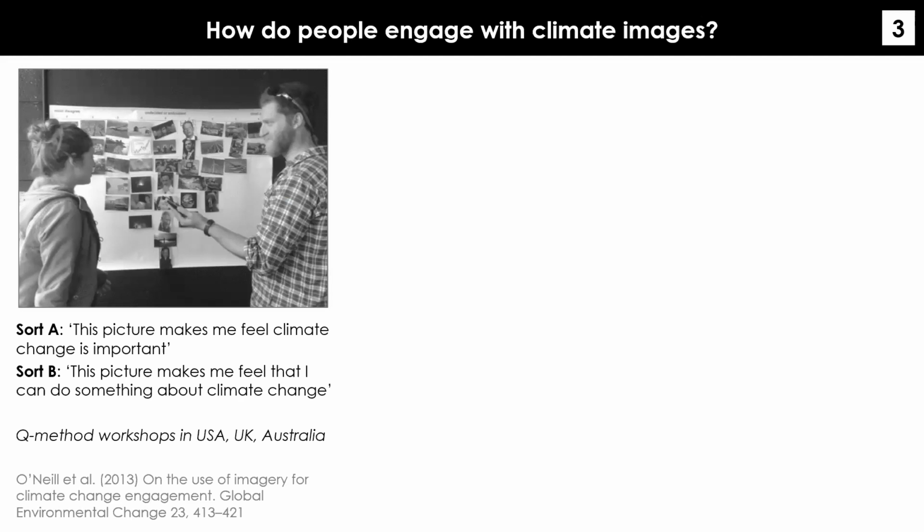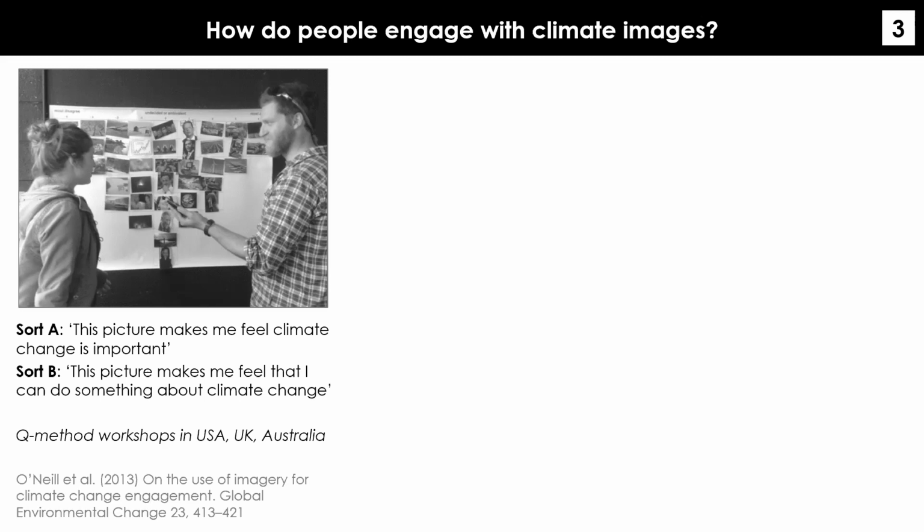And I worked with a bunch of colleagues across the US, UK and Australia to see how people interacted with these images. If you've ever used a Q sort before, it's a really nice method. You generally give people a bunch of statements, but here we're using images instead. So 40 postcard-size images, and you ask them to sort them very quickly based on their gut feeling. So sort A: this picture makes you feel climate change is important. Agree, disagree, two different piles, and in the middle, don't have an opinion. You sort them really quickly, agree, disagree, don't care, all 40.